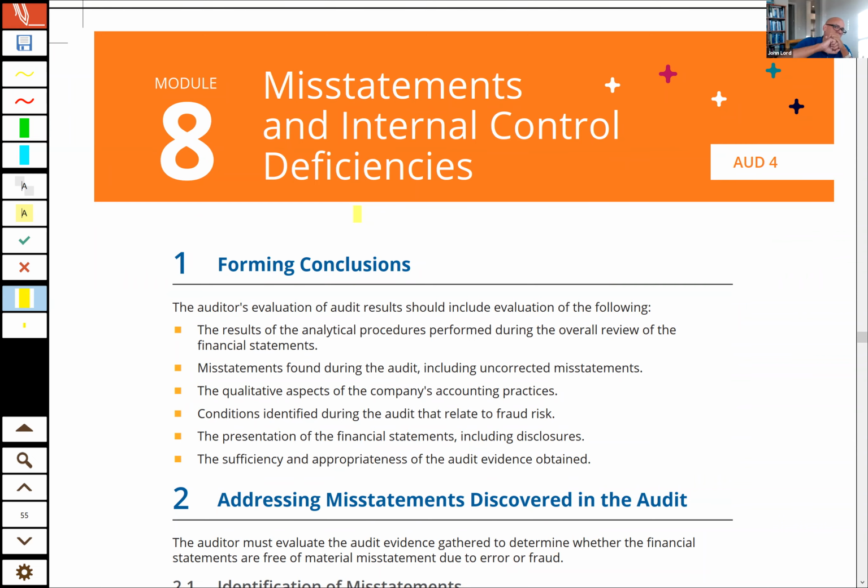And now you have identified your misstatements, and maybe you've identified some internal control deficiencies. So how are we going to look at those misstatements to determine if we need to modify our opinion, and what is our responsibility to communicate internal control deficiencies? Okay, so let's just start with misstatements.